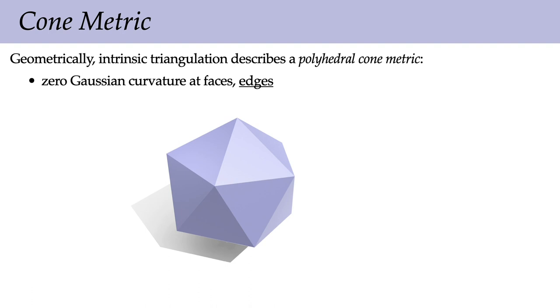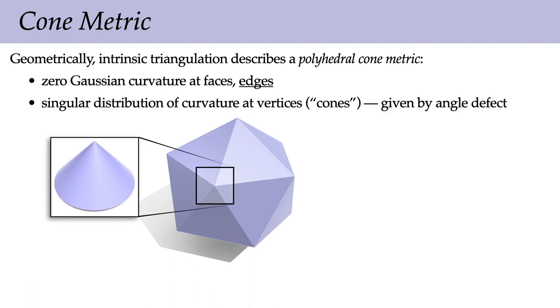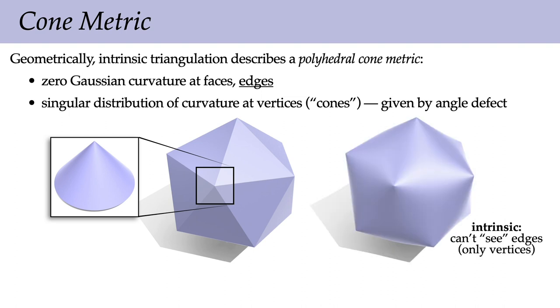However, I can't do that at vertices. At vertices, there really is curvature, this kind of little cone that no matter what I do, I can't flatten out. Okay? And so if I'm really thinking from the intrinsic point of view, the picture on the right is maybe a better representative of what's going on. If I'm walking around inside this surface, I can't really tell where the edges are, but I can definitely tell where the vertices are. And so what that means is, in some sense, this triangulation is completely superficial.